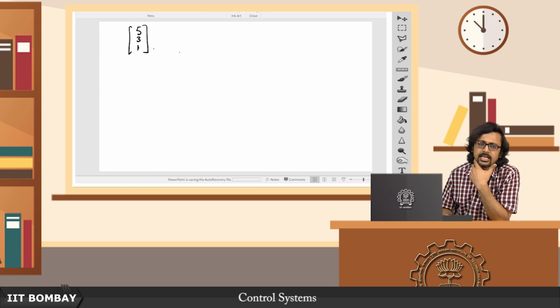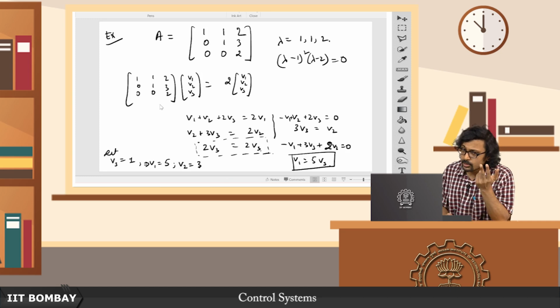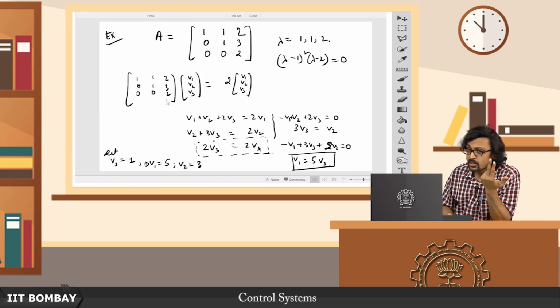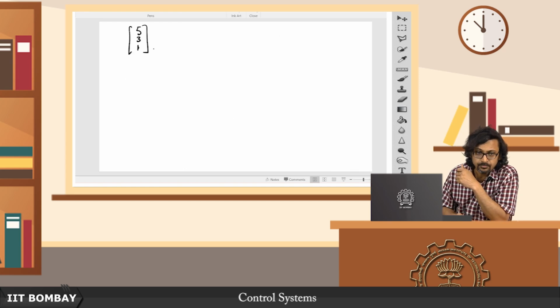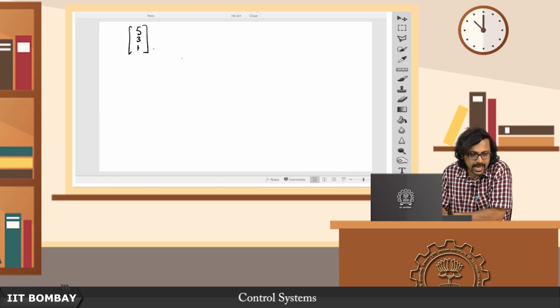Okay, that is the eigenvector corresponding to 2. What about the eigenvector corresponding to 1? Will I be able to find two linearly independent eigenvectors? If so, then I have hope of diagonalizing this. So in a moment we will see that our hopes will be dashed.